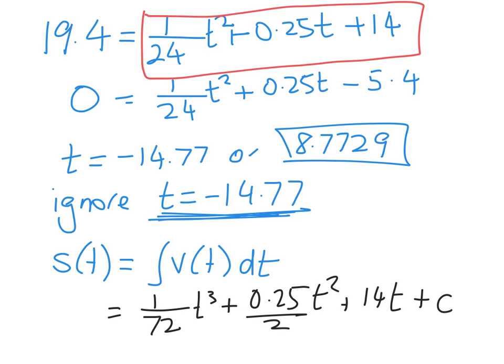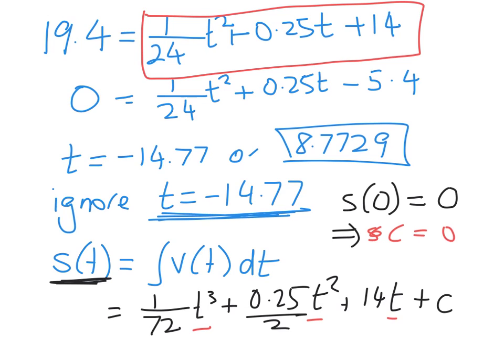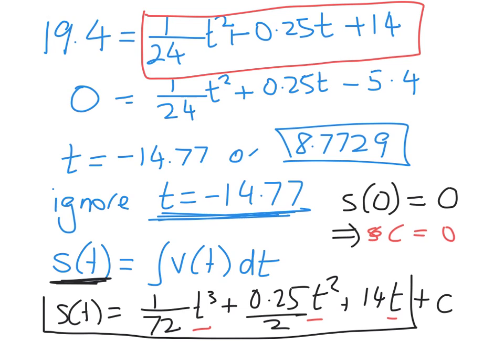So let's think again about what we know about S of 0. So this is saying how far has the car gone when the speed limit sign appears. So we know that S of 0 is equal to 0. So again, if we substitute 0 in here, we get c is equal to 0. So that gives me my displacement function. Right, so S of t is going to equal all of this. Right, so c is 0. Okay, so here's my S of t.